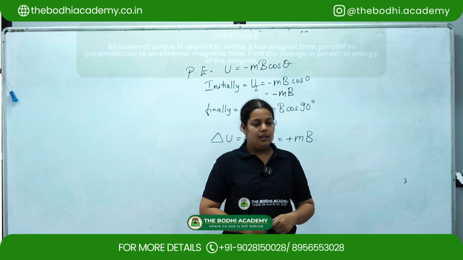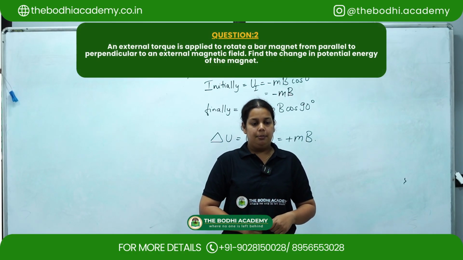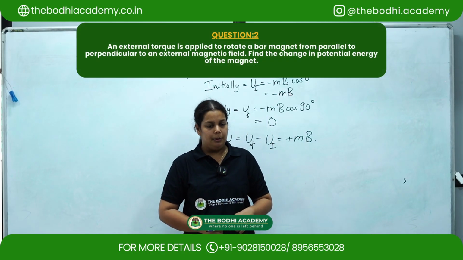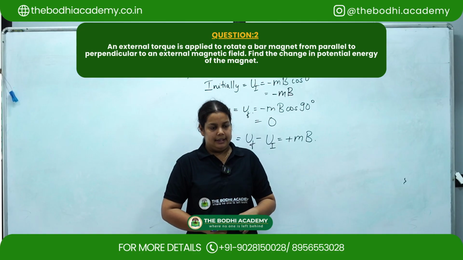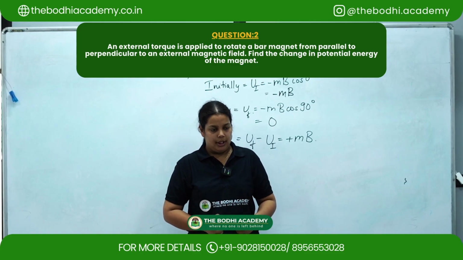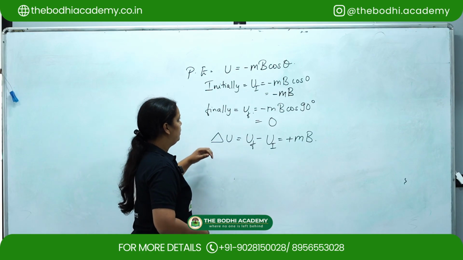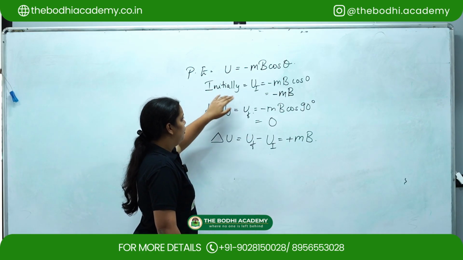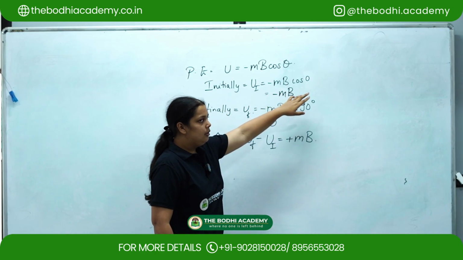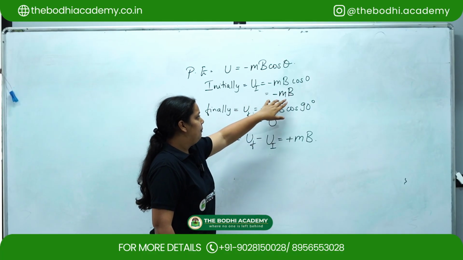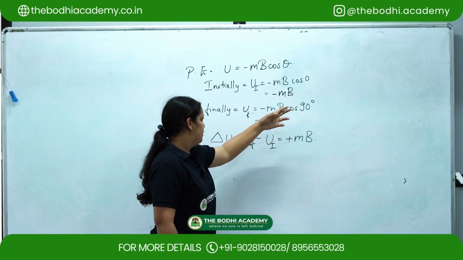Let's move on to the next question. An external torque is applied to rotate a bar magnet from parallel to perpendicular to the magnetic field. Find the change in potential energy. So potential energy U is given by minus MB cos theta. So initially Ui equal to minus MB cos 0. So that will be minus MB because cos 0 is 1.